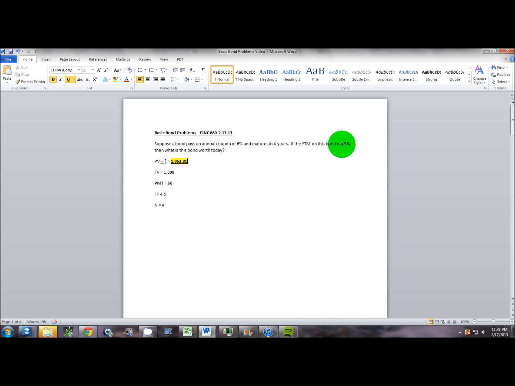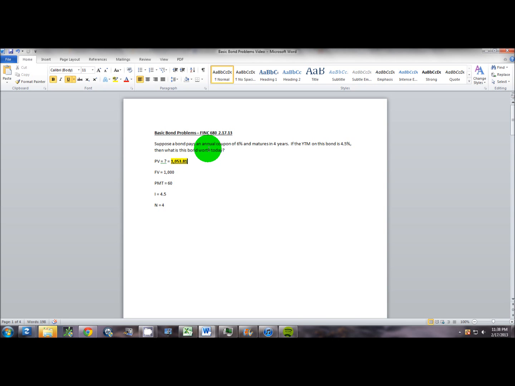The yield to maturity on this bond is 4.5%. So what is this bond worth today? Now obviously this is the answer, but let's go through how we got to this answer. First of all, when you see something that says, what is this bond worth today? That is the same as asking, what is the bond's price today?